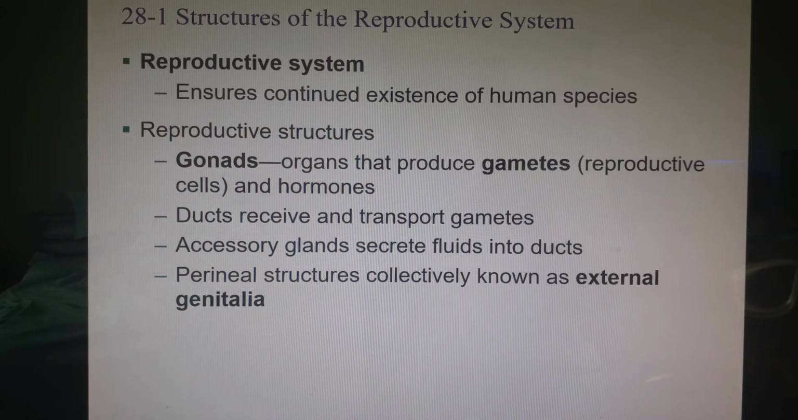We also have to have ducts that are going to move the gametes to expel, for the male, expel them out of the body, or for the female to transport the gamete to the place where the baby will grow and develop, which is the uterus. We're going to have accessory glands that are going to make fluids. Those fluids help carry the gametes, help nourish the gametes, and help prepare conditions so that the gametes have the best chance of fertilization. And then we're going to have structures around the perineum that are known as external genitalia.